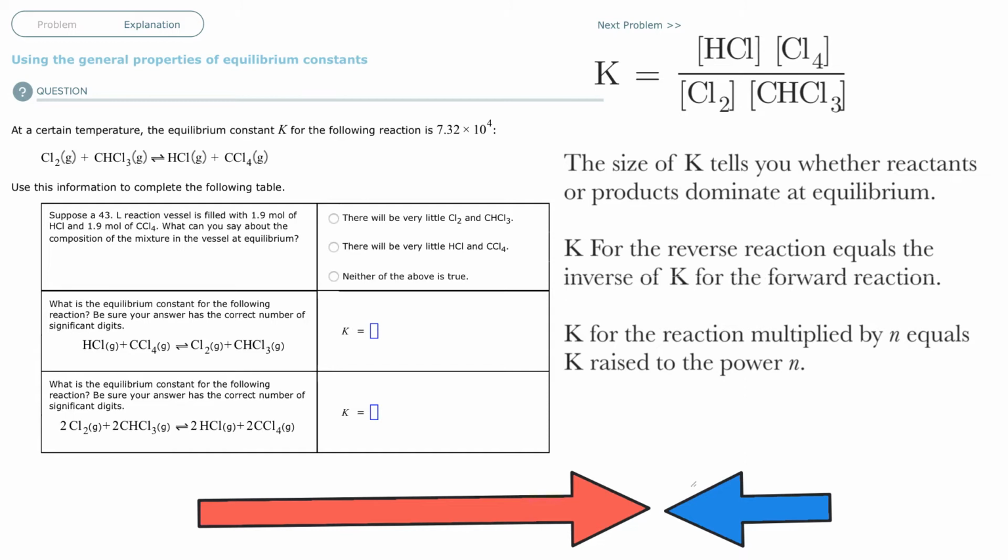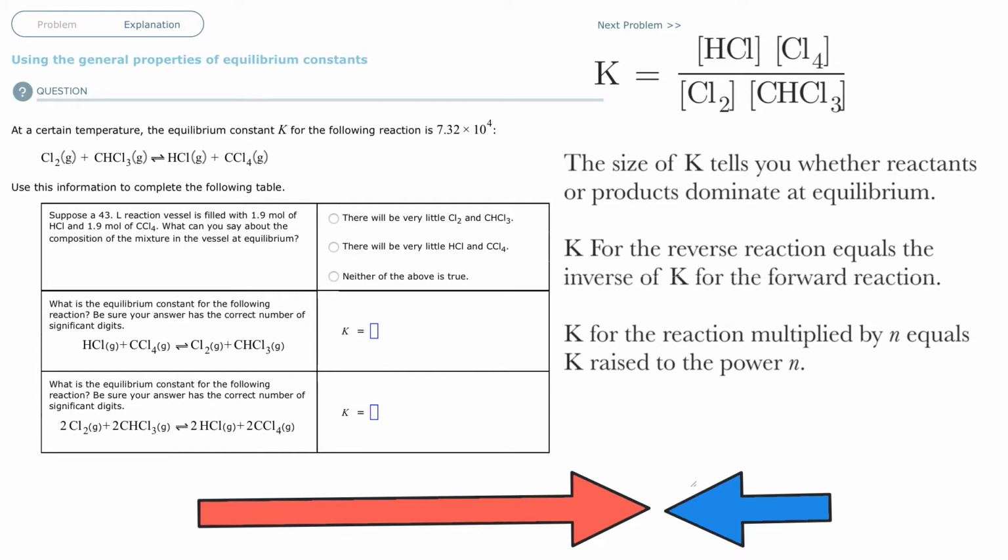So if K is very, very big, then it's suggesting to you that you have lots of products. If the number is very, very small, less than 1, very, very small, not negative, but very small, less than 1, it's showing that you have lots and lots of reactants. So the K is an instantly easy way to see, where is this reaction going? Is it going to the right? Is it going to the left?